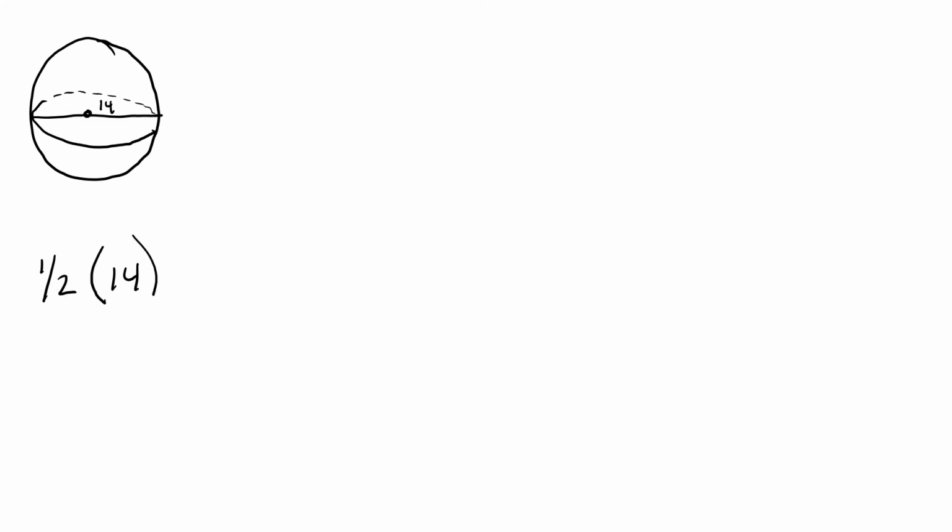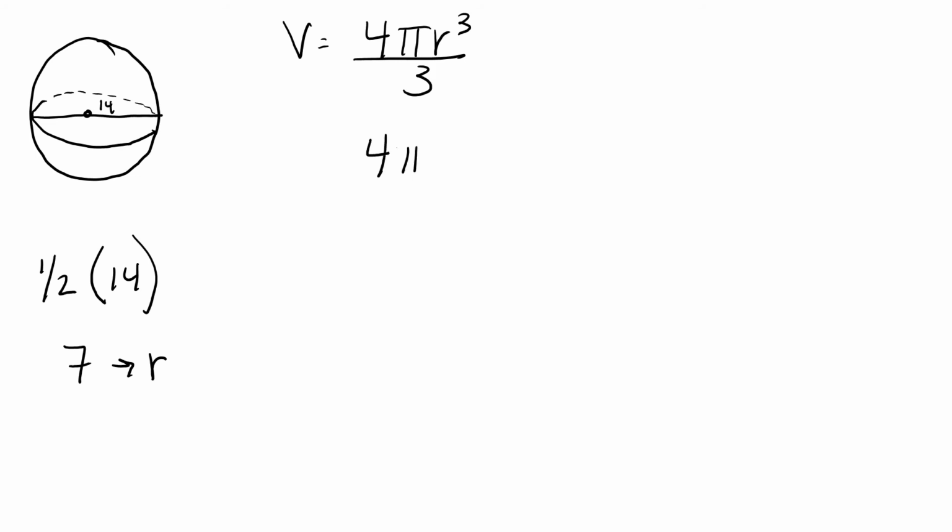For our last problem, we have the sphere, and this sphere has a diameter of 14. So our first step is to take half of the diameter, because we only want the radius. Half of 14 is 7. So that's the number that we use in the formula, 4 pi r to the third power divided by 3. So plug in the radius that you found, 7, and solve the exponents first. 7 to the third power gives us 343.